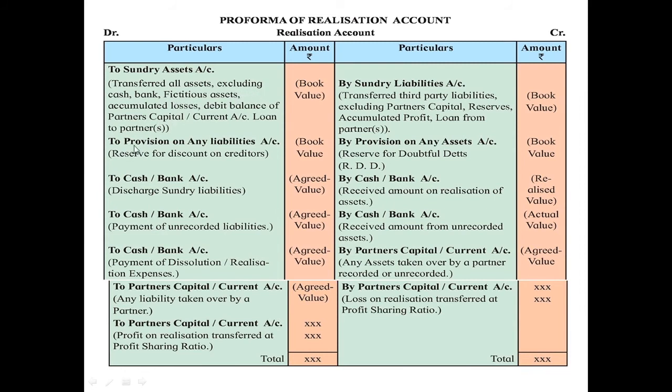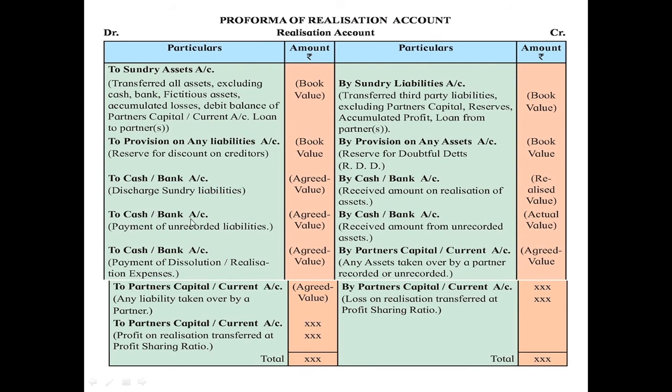Then to provision on any liability. So here reserve for discount on creditors is recorded on the debit side of the realization account. Then to cash or bank, here if any amount is paid against any liability, then cash goes out of the business. So here the entry will be recorded on the debit side as to cash or bank account.